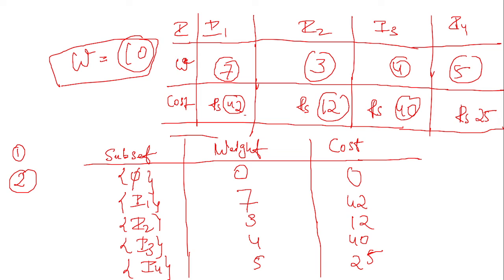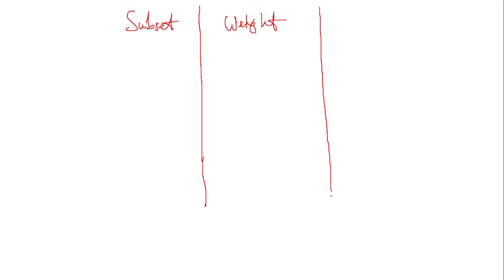So in this way we have added one product into the bag. In the same way, now we will try to add two items in the bag. We'll consider the same table: subset, weight, and cost.